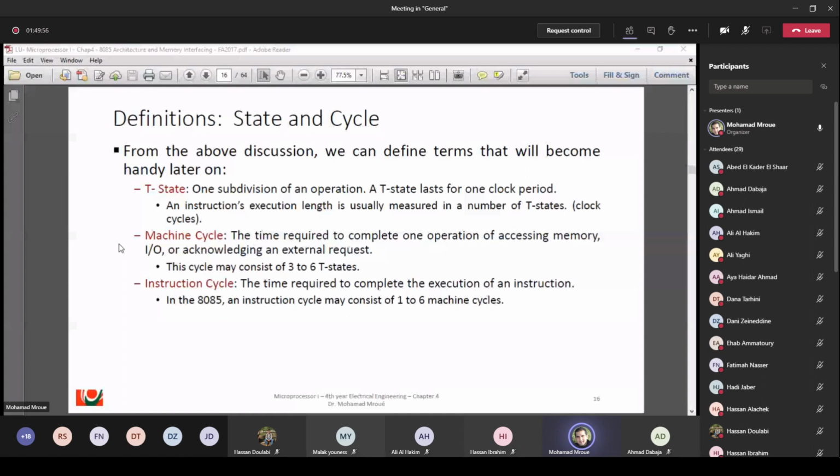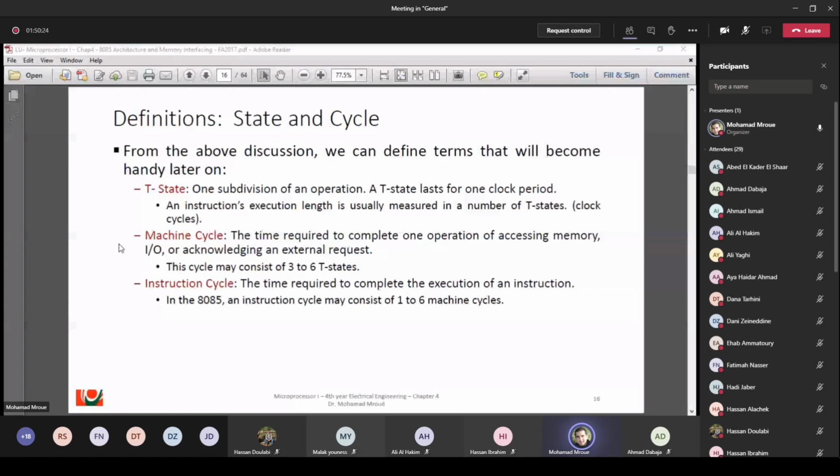The machine cycle, it's the time required to complete one operation of accessing memory, input-output, acknowledging an external request, or whatever. So this cycle may consist of 3 to 6 states, for example. هيدي بتكون machine cycle. Instruction cycle, the time required to complete the execution of an instruction. Okay, so in the 8085, an instruction cycle may consist of 1 to 6 machine cycles, depending on the instruction.